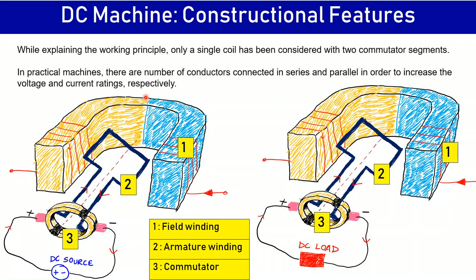So, while explaining the working principle, we took help of a single coil, and the commutator had only two segments. But in practical machines, the number of conductors will be large. They will be connected in series and parallel so as to increase the voltage and current rating of the armature winding. Therefore, the commutator will also have a number of segments depending on the number of conductors.